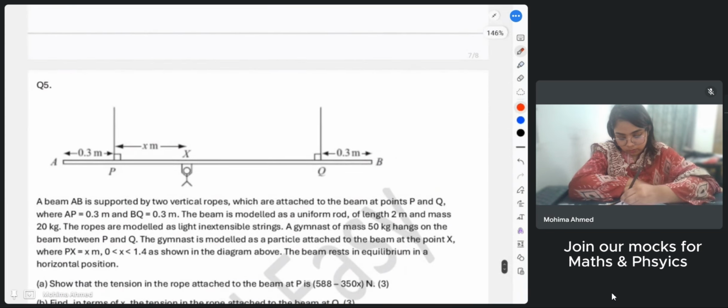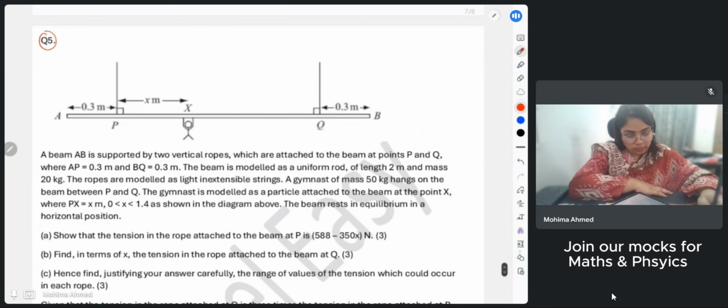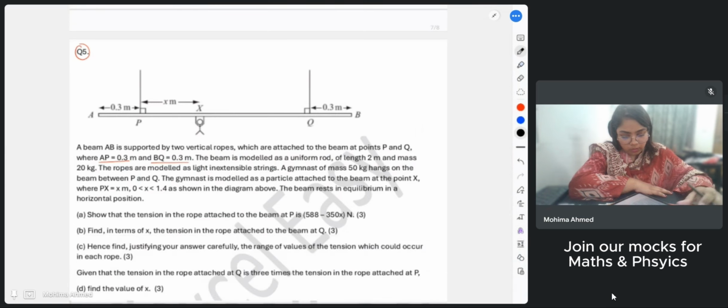Okay, so question 6. It says that a beam AB is supported by two vertical ropes, which are attached to the beam at points P and Q, where AP is 0.3 and BQ is 0.3. So AP is 0.3 and BQ is also 0.3. And the beam is modeled as a uniform rod.